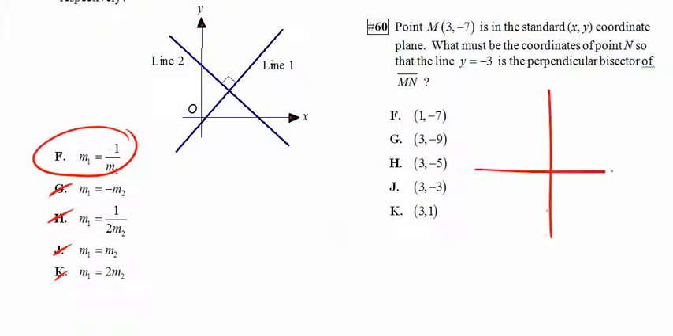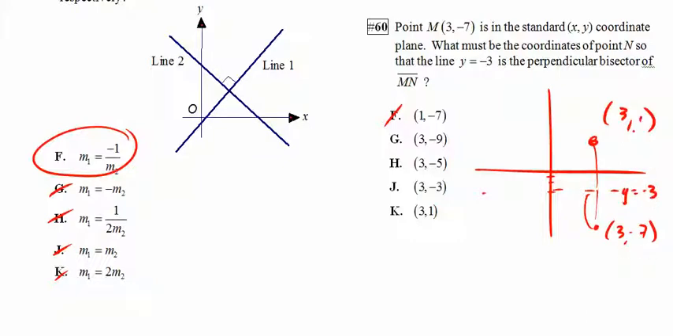Point M. Find me point N so that y equals negative 3 bisects this. So it should be up here somewhere. It's on the 3 line, so pi. And from here to y equals negative 3 is 4, so I gotta go 4 higher, so that gets me to 1. And again, you can check it. That distance is 4, and that distance is 4.